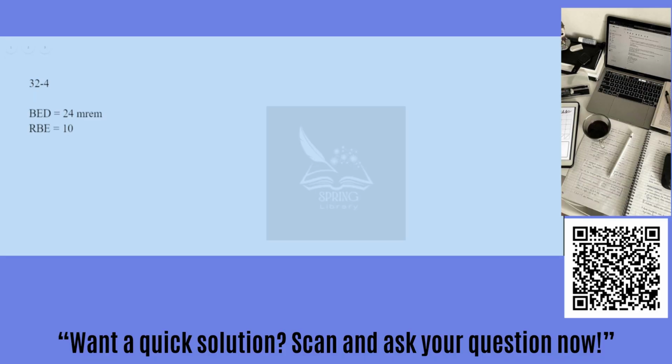Question 4 states that over a year's time, a person receives a biologically equivalent dose of 24 millirems from cosmic rays, which consists primarily of high-energy protons bombarding Earth's atmosphere from space. The RBE of the protons is 10. Part A of this question asks, what is the person's absorbed dose in rads?